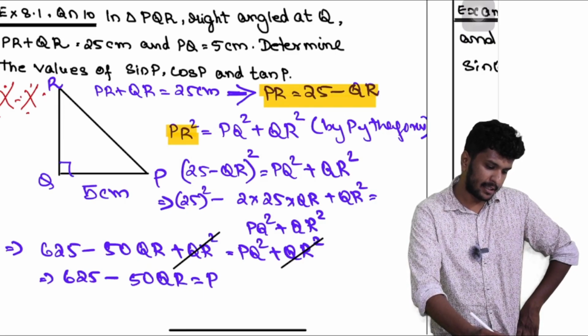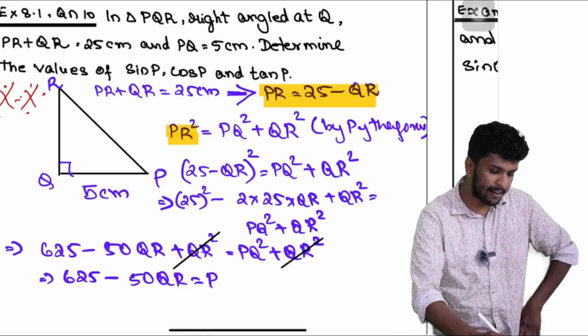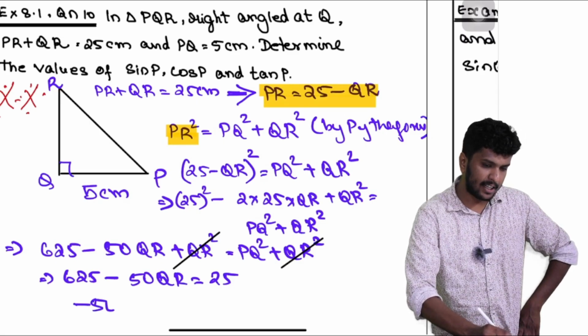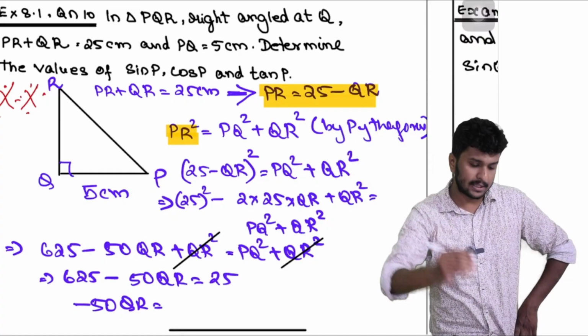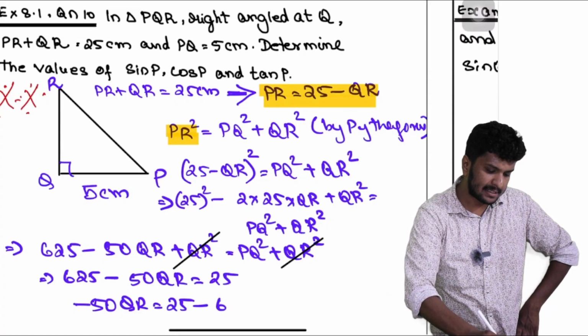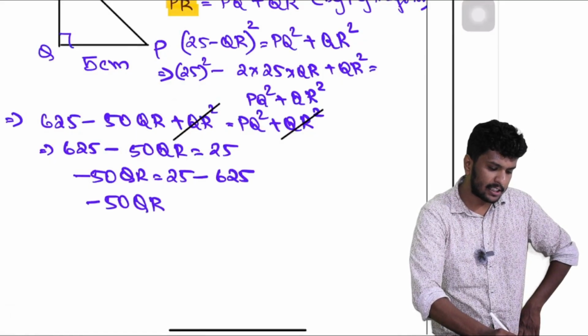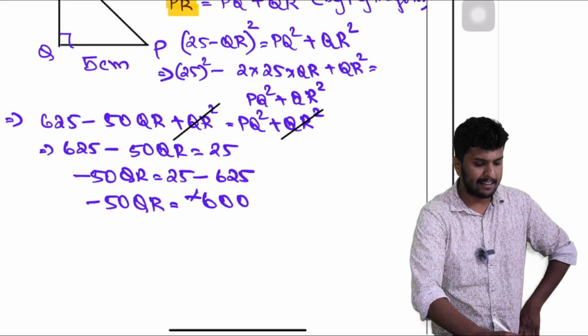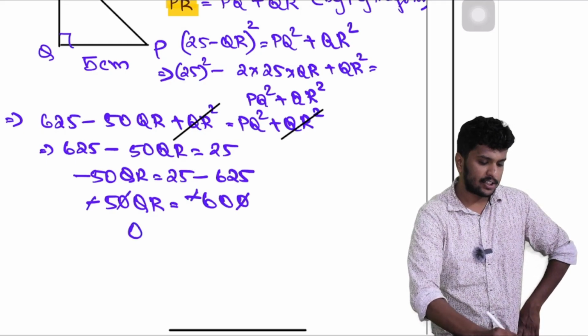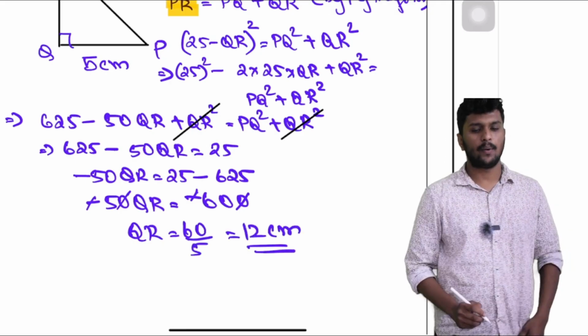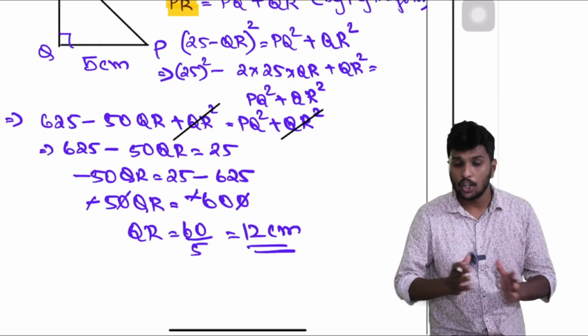So 625 minus 50 QR equal to PQ square. PQ square we know is 5 square, that is 25. So minus 50 QR equal to, bring 625 to the right, it becomes 25 minus 625. So minus 50 QR is equal to minus 600. Negative negative cancel, 0 0 cancel. So QR equal to 60 by 5, you are getting 12 centimeter. So QR equals 12 centimeter.